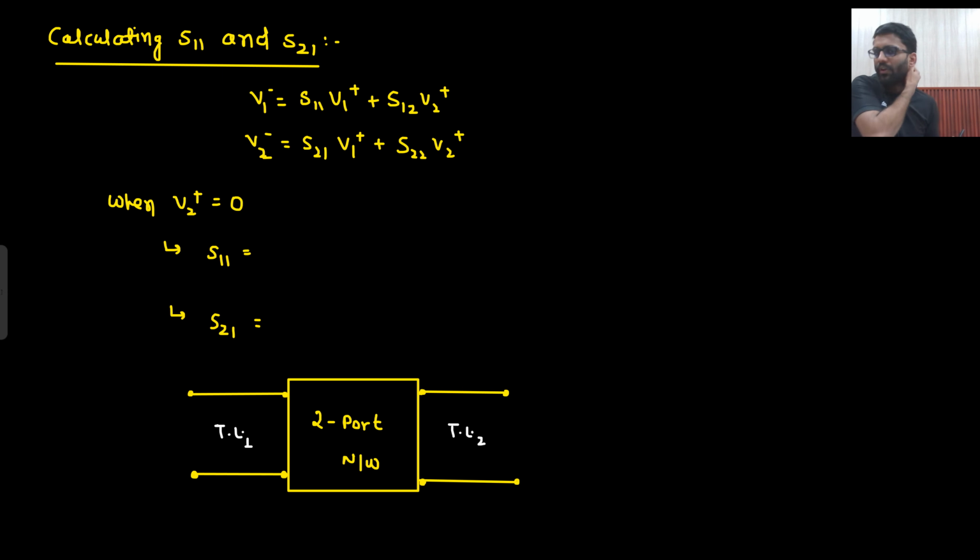Now, what we are going to do, we need to calculate S11 and S21. Okay. So for that, we need to keep V2 plus equal to 0. So what was our V2 plus and what was our V1 plus? We were sending V1 plus here, and V1 minus was reflected back.